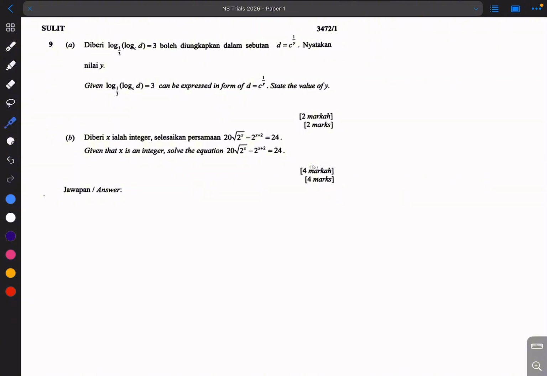Question 9. Given that log of this equals 3, it can be expressed in the form of this. So they want us to make D the subject, then state the value of y. Okay, so we have log 1 over 3 of log CD equals 3.